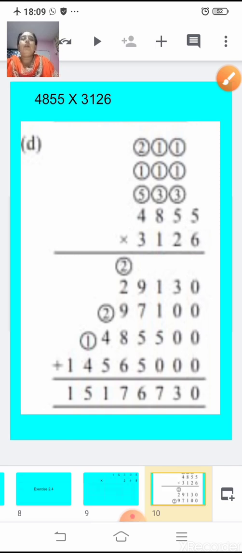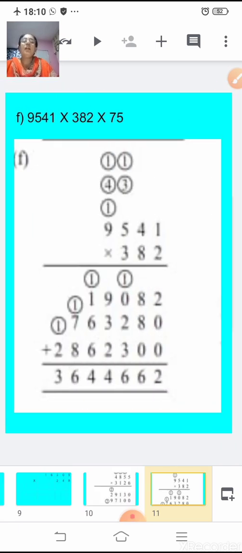Now same way we have done the D sum here. Same way multiplication I have carried out. You can just do the multiplication on your own and just check the answer from this slide. The same way each number I have multiplied and carried over the number. The circle numbers are the carryover numbers. You can just do the multiplication sum and copy down in your notebook. Same way we have done the F sum here. Now here in the F sum there are 3 numbers: 9541 into 382 into 75.